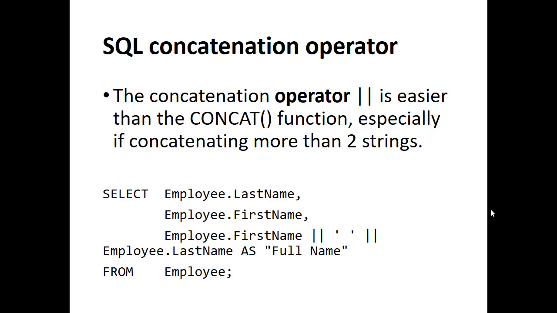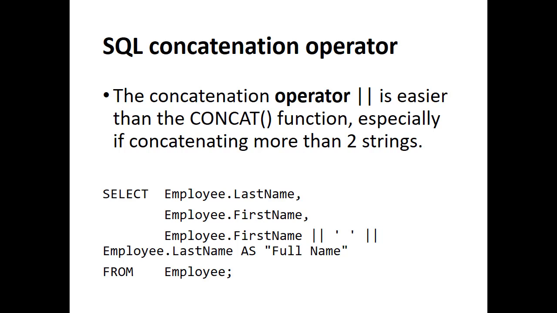You type it by holding down the shift key and typing a backslash. That's the character that's between the backspace and the enter key on your keyboard. Shift, and that creates this vertical long bar that we call the pipe. And two pipes next to each other, there's not a space in between, it's two pipes right up against each other. That does the function of the concat function. So let's see how it's used down here.